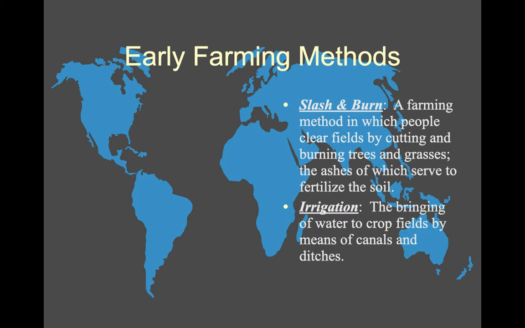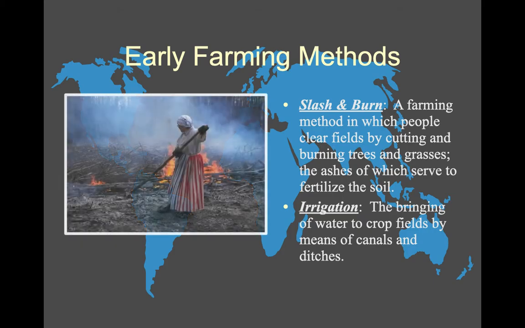Another method of early farming was irrigation. Now, we still use irrigation today, and irrigation was bringing water to the fields in various ways. So one of the methods that early civilizations used was by digging canals and digging ditches. And because of this, they were able to have their fields further away from the rivers, but still provide water to their crops.